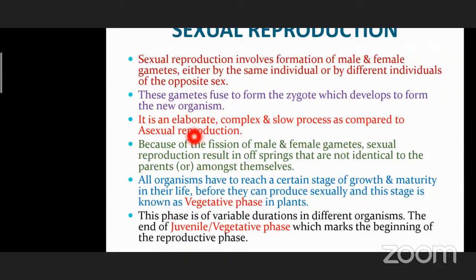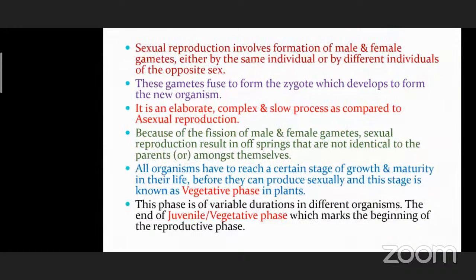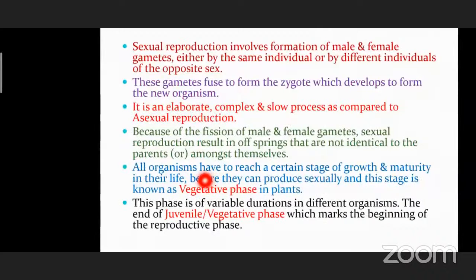So this sexual reproduction process is complex, elaborate, and slow compared to asexual reproduction. Because of the fusion of male and female gametes, sexual reproduction results in offspring not identical to the parents or among themselves. Next, vegetative phase.